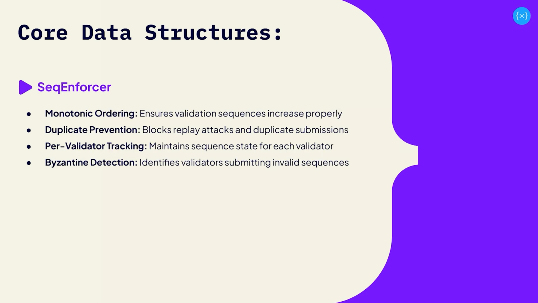Next, we have the sequence enforcer, which is sequence validation. This provides monotonic ordering, which ensures validation sequences increase properly. This prevents duplication of sequences and blocks replay attacks for duplicate submissions. This allows for per-validator tracking, which maintains sequence state for each validator. This also includes Byzantine detection, which identifies validators submitting invalid sequences. The reason we have these structures is for scalability, consistency, performance, and security.